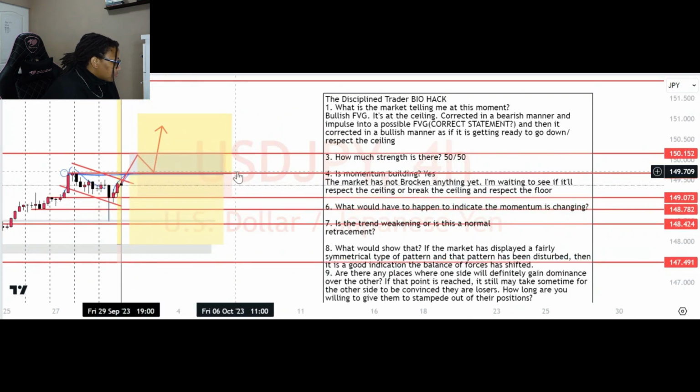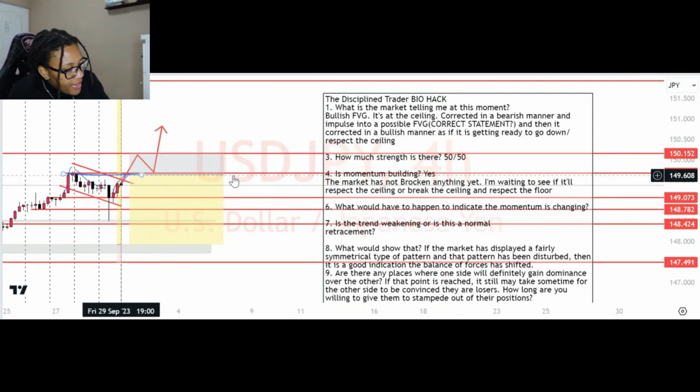And then now I'm gonna delete that, because the more I'm asking myself these questions, I can read the market objectively. So it's like I'm reading the information that the market is giving me and I'm using this to filter out the information and get to the right bias, right? And then it said, if the market has displayed a fairly symmetrical type of pattern and that pattern has been disturbed, then it is a good indication the balance of forces has shifted.